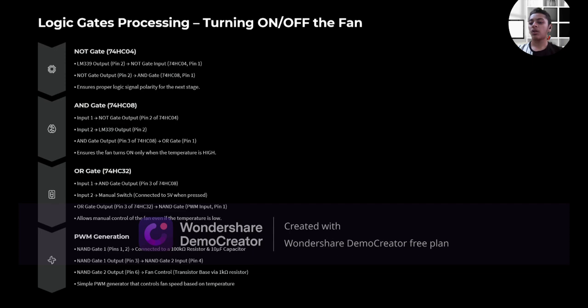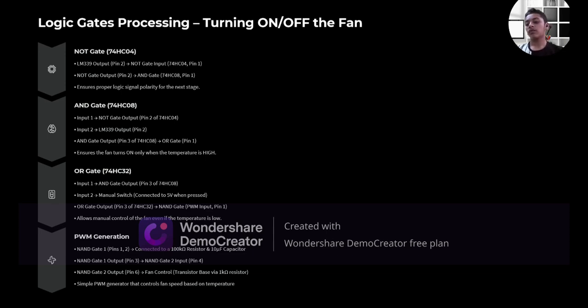Now we see the implementation of the AND gate. Input pin 1 is connected to the NOT gate output and the second input pin is connected to the LM339 output. AND gate output pin number 3 is connected directly to the OR gate and ensures the fan turns on only when the temperature is high.